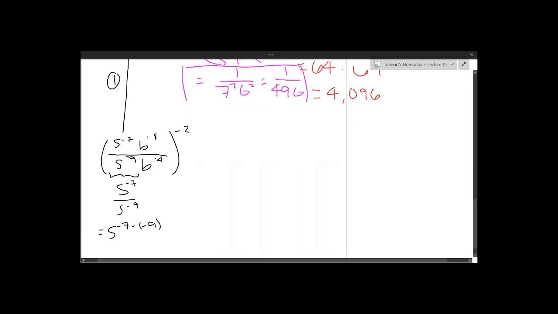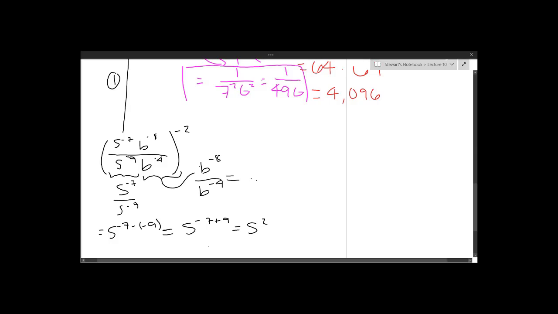Okay, cool. So we have 5 to the negative 7th minus the negative 9th. But when you have minus a negative, it's the same thing as plus a positive, from way back in our lectures. So we have 5 to the negative 7th plus 9, which is positive 5 squared. That would remain. When you evaluate the b's, you'd have b to the negative 8th over b to the negative 4th.